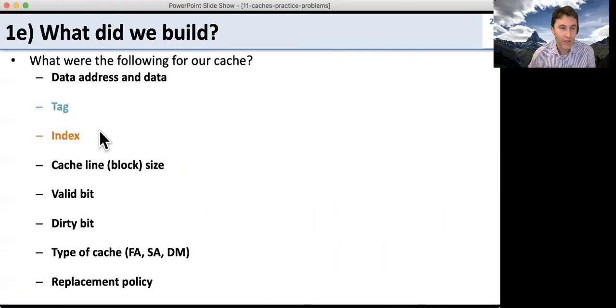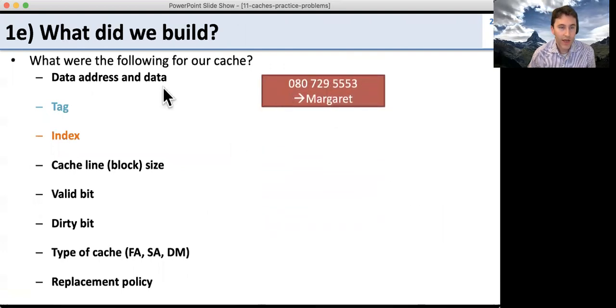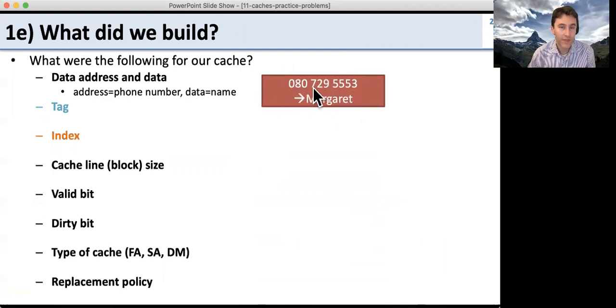All right, so let's walk through this one. What do we have in our cache? Well, here's what we were putting in our cache. Our address is the phone number. That's the address of what we were looking up, and the data was the name. So that's what we store in the cache.